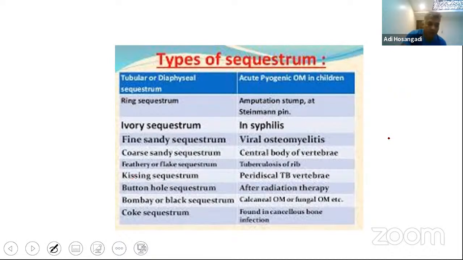Bombay sequestrum, some people are very fond of asking this. Bombay sequestrum is black in color, because of fungal infection or chronically exposed bone, and because of pollution and dust it becomes black. That's why it is called Bombay sequestrum or black sequestrum.